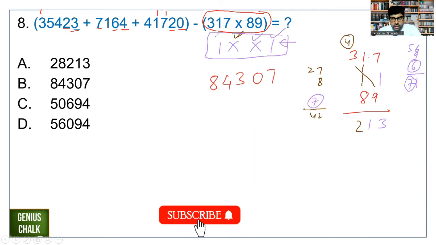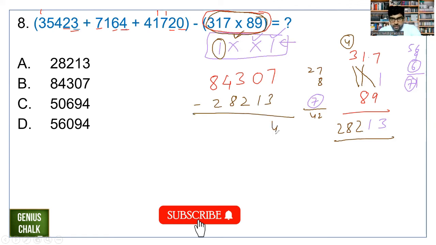Now this is also done. Last is this one. So just like this, 8 into 3, 24. 24 plus 4, 28. So this is the answer of this. So you just subtract the answer of this bracket. So this is 2 8 2 1 3.